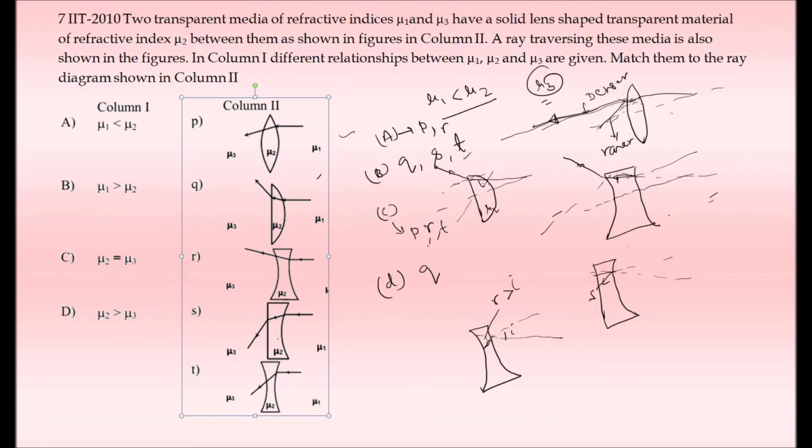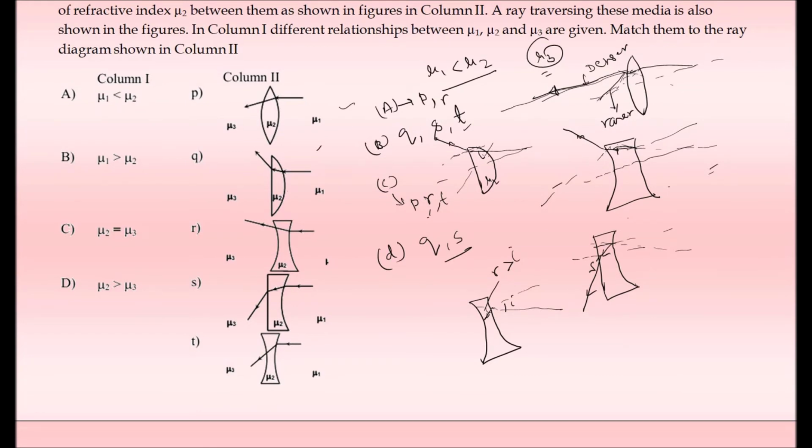So now we'll see the option S. In option S, as it's a rarer medium, the light ray moves away from the normal line, so S is also correct. So if you see in this way, for A, P and R is correct. For B, Q, S and T are correct. For C, P, R and T are correct. And for D, Q and S are correct.